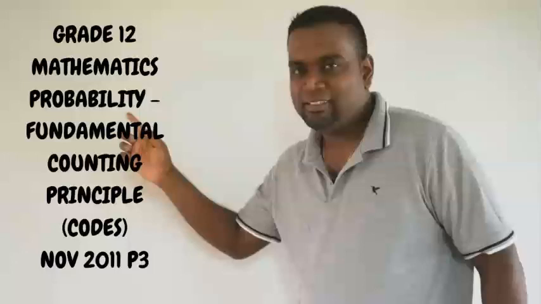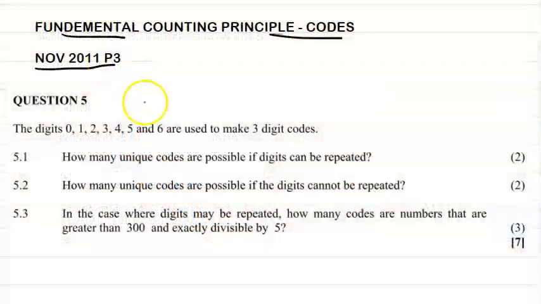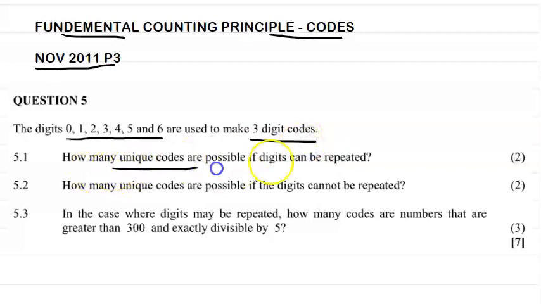Today we're going to be looking at the fundamental counting principle, and specifically we're looking at an example dealing with codes. This is from the November 2011 paper 3, and it reads as follows. The digits 0, 1, 2, 3, 4, 5 and 6 are used to make 3-digit codes. How many unique codes are possible if digits can be repeated? So there are two ways in which we can solve this particular question.